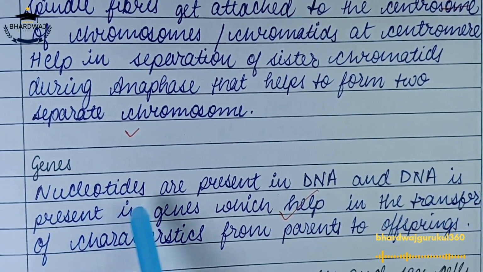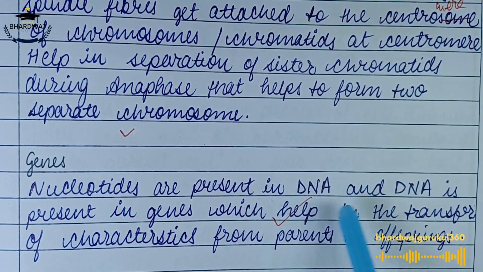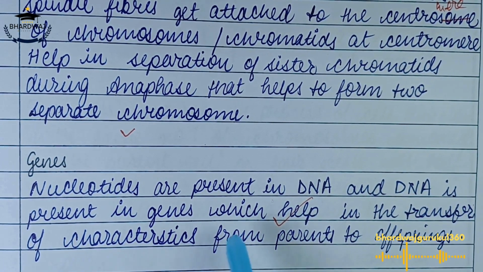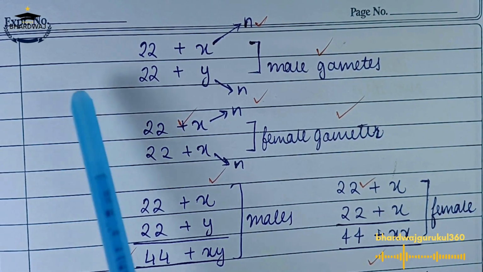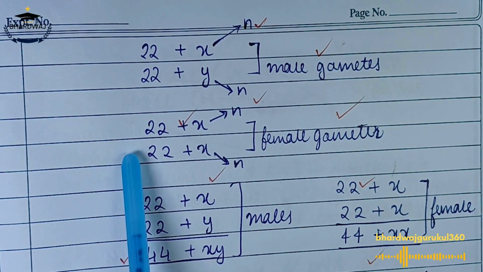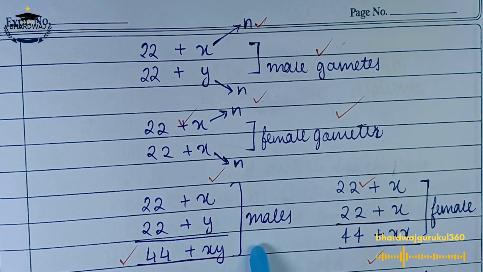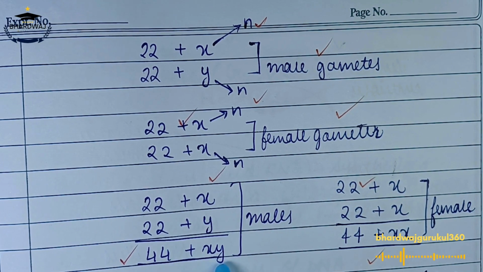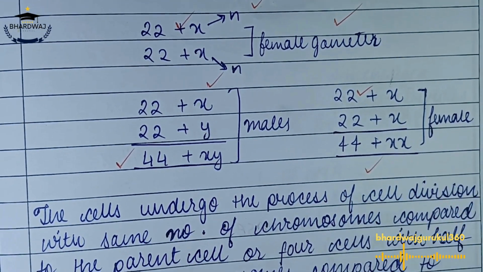Genes. Nucleotides are present in DNA, and DNA is present in genes which help in transfer of characteristics from parents to offspring. In males, we have 22 plus X and 22 plus Y chromosomes, and in females, we have 22 plus X and 22 plus X. So, together in males, we have 44 plus XY chromosomes, and in females, we have 44 plus XX chromosomes.